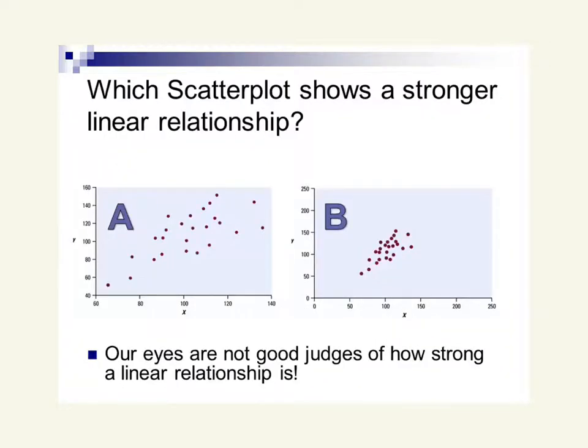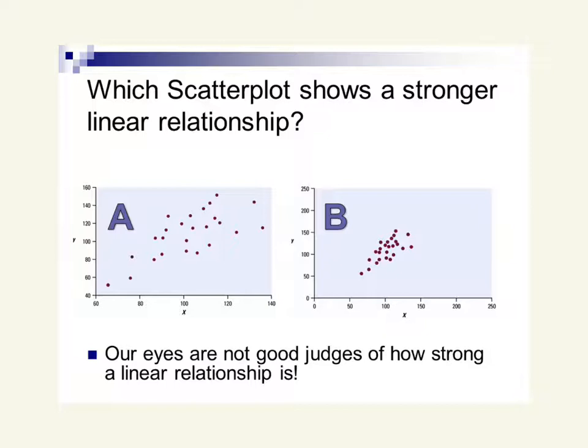So here we have two more examples of scatter plots, and I want you to decide which one you think has a stronger linear relationship. Would you say that in graph A, the relationship between x and y is stronger, or would you say that in graph B, the relationship between x and y is stronger? So think about that for a second.